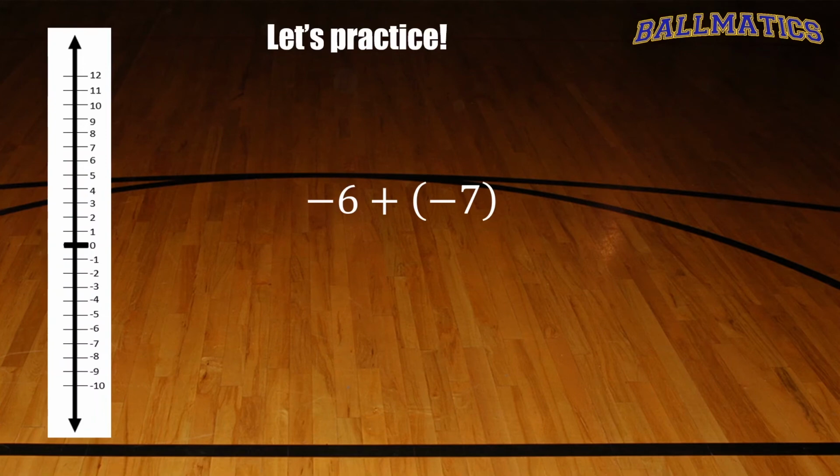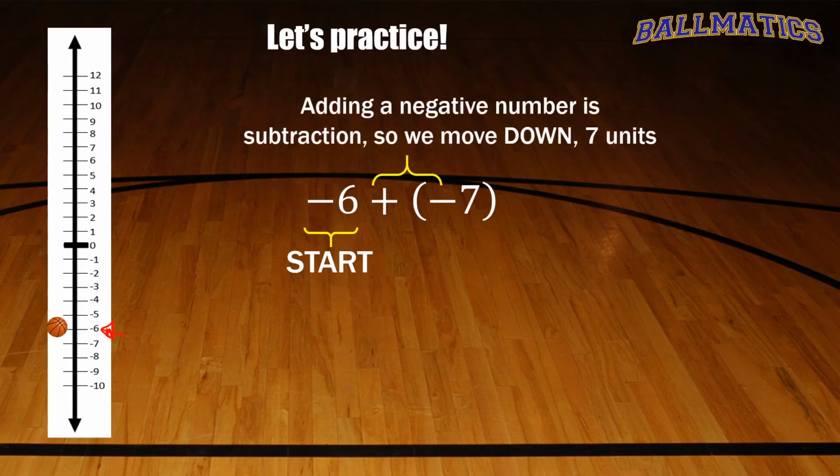Negative 6 plus negative 7. Again, if you try to do this on your own, you should recognize that the starting point is negative 6. So that's where we start. Right here is our basketball. And then we're going to add a negative number. Again, adding a negative number is subtraction. So we're going to move down 7 units. And of course, if you have your own number line, sometimes you have to extend it.